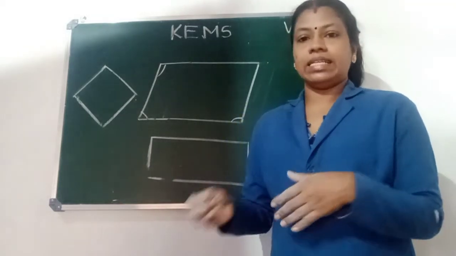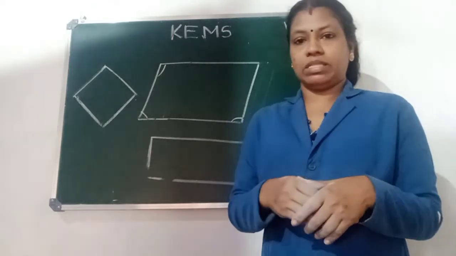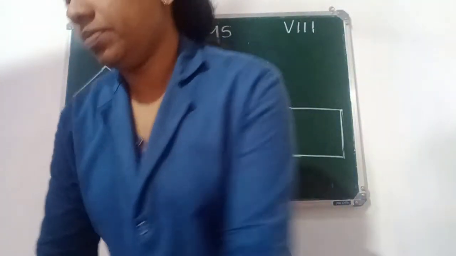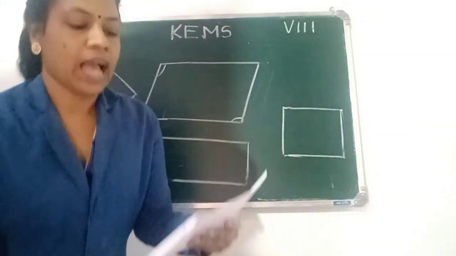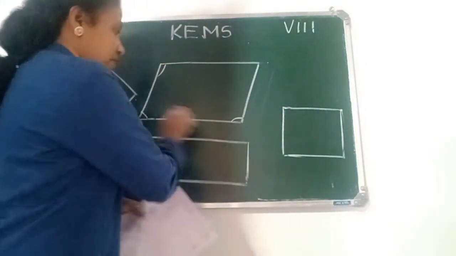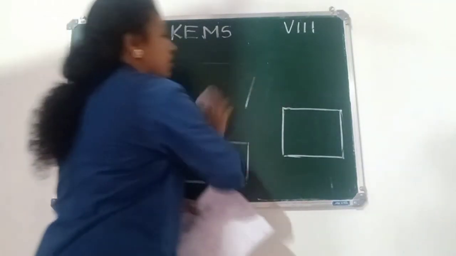Let us discuss some problems. First one: in a parallelogram, one angle is given as 70 degrees. Find all the other angles.